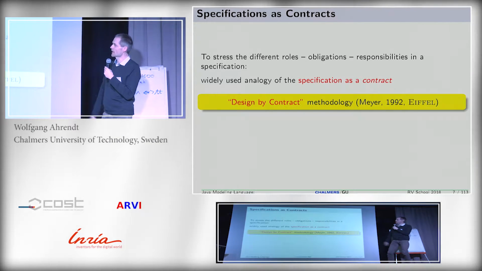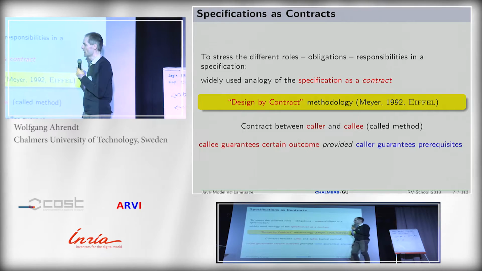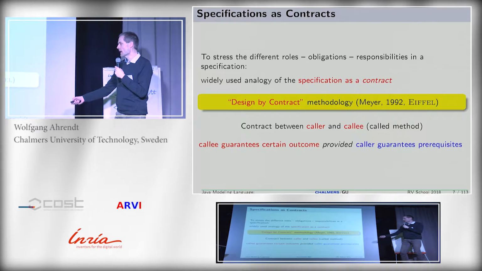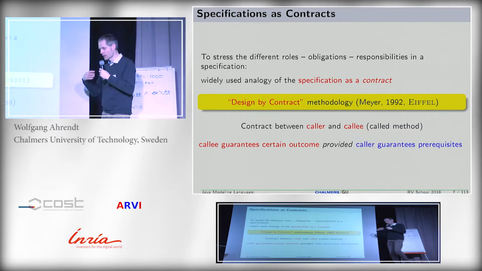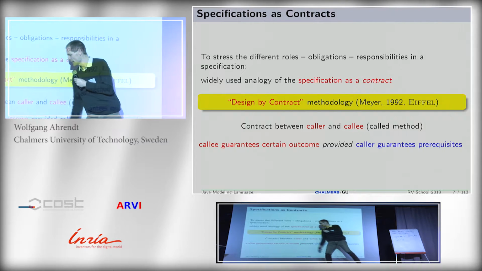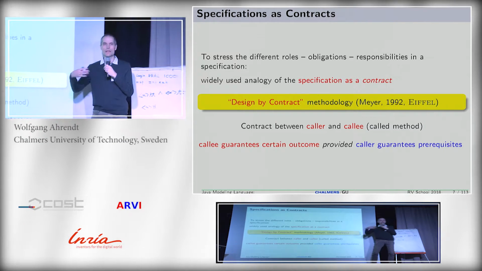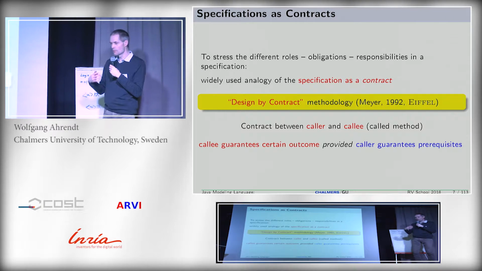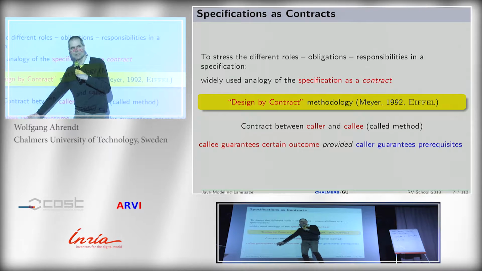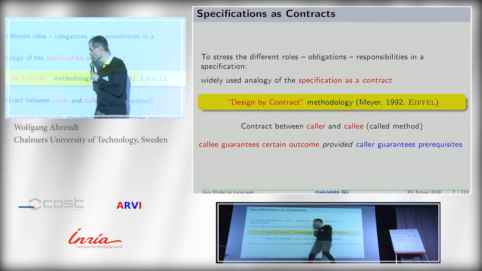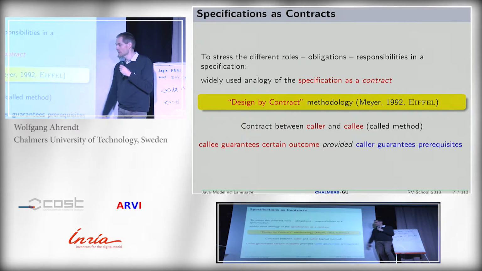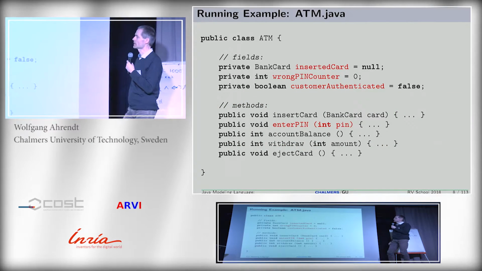So the specification can be viewed as a contract of some kind between the caller and the callee. The code you're specifying has to guarantee some outcome which is specified, but you also specify assumptions you make on your caller, right? So the implementer cannot guarantee everything, but he or she can guarantee certain things, assuming other things which the callee takes care of. We will see examples of that.